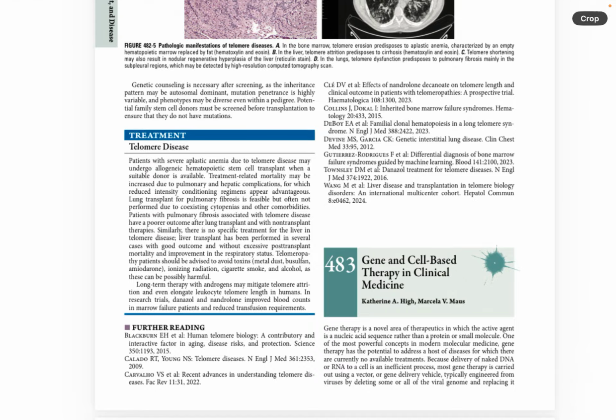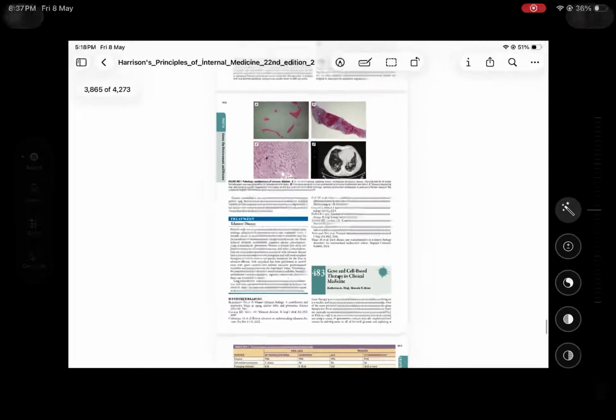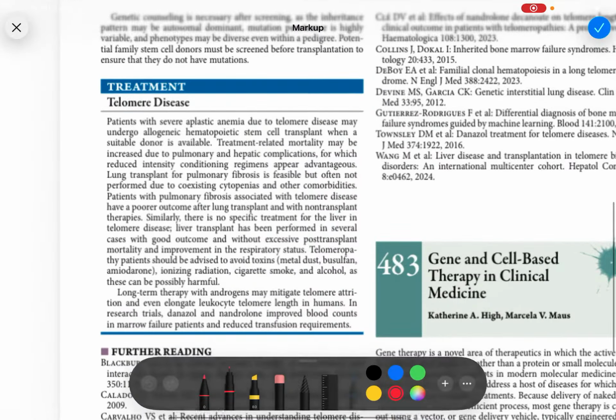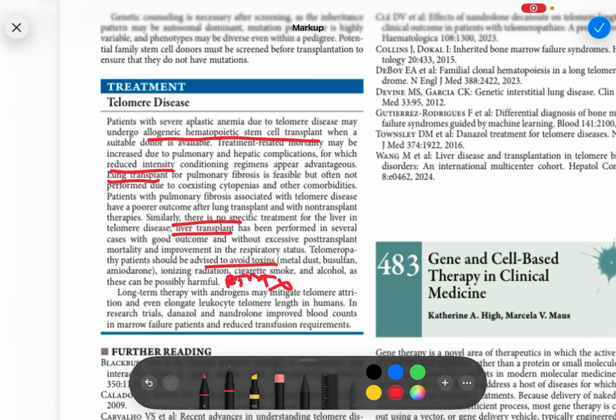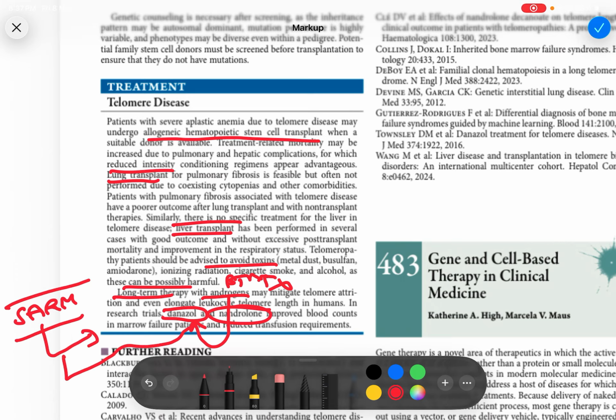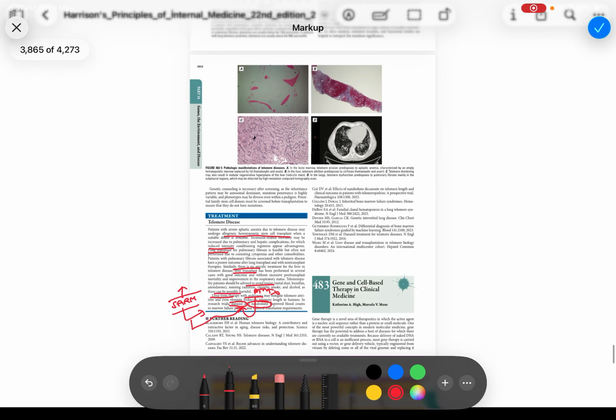So you have to do genetic counseling. Remember that liver transplant is also associated with good outcomes. Lung transplant is also being done. Bone marrow transplant is also being done. Avoid toxins, right? And lung therapy is also there. Don't need a special mention. You also know there are danazol and nandrolone, which are selective androgen receptor modifiers. Danazol and nandrolone are used even in aplastic anemia, and can be used here.